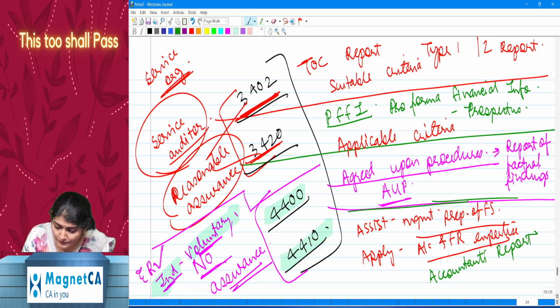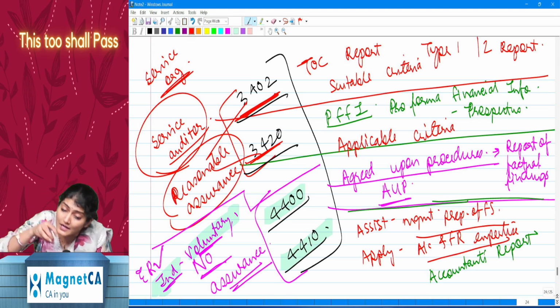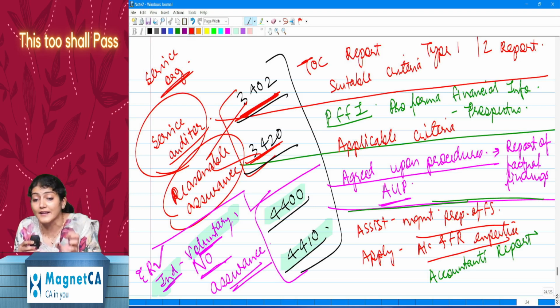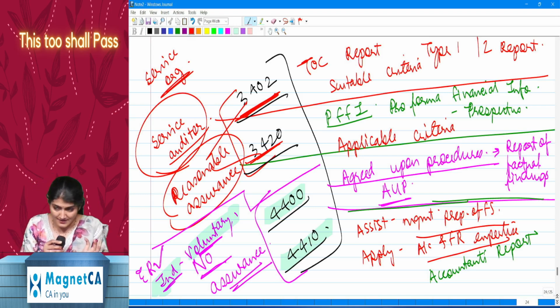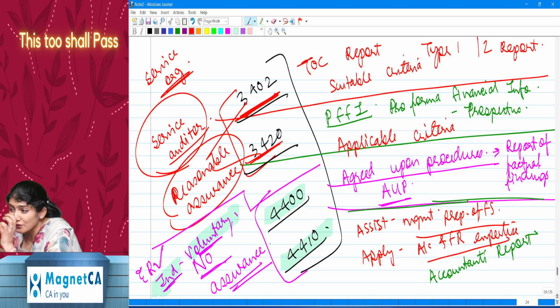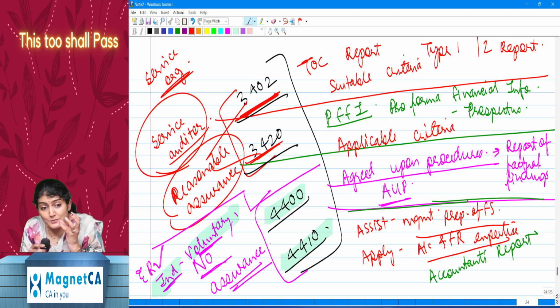Right? So 4400, what is the title? Engagements to perform agreed upon procedures regarding financial information. And 4410, short name, compilation engagements. Right? Compilation engagements. You understand?